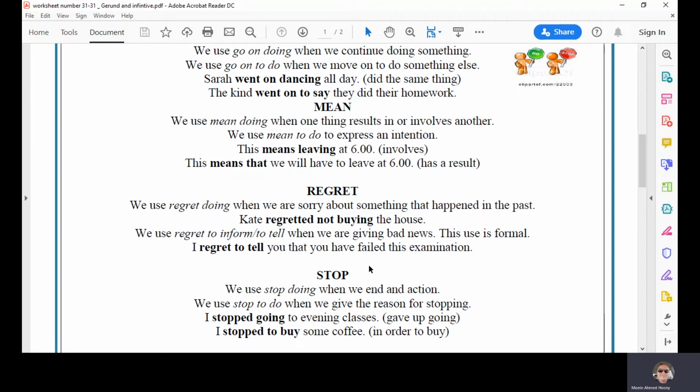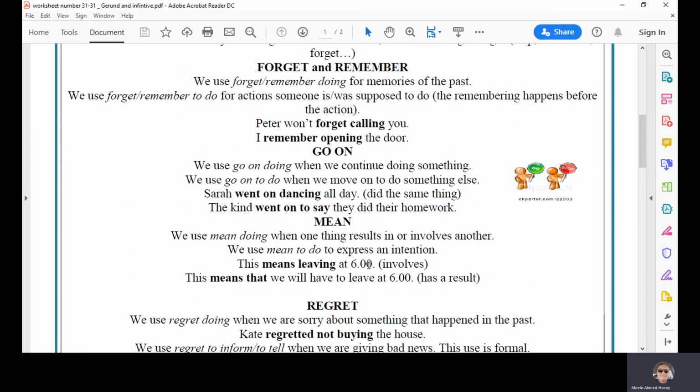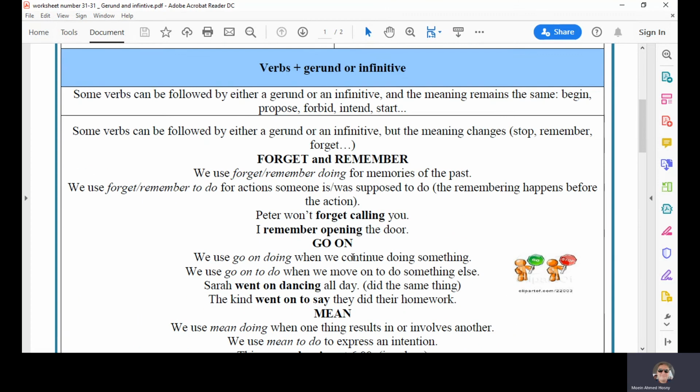He tried to open the window means that the window is closed and he's trying to open it. He's holding the handle and trying to pull it to open the window. So try to means that he's doing the action and trying to fulfill it. Try to do it. Okay? Try with ing means that keeping doing the action and checking what are the results of doing that. And there are some other verbs. So take care when you are using the gerund and the infinitive.